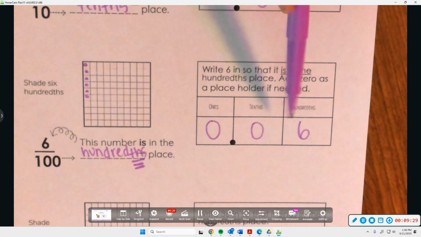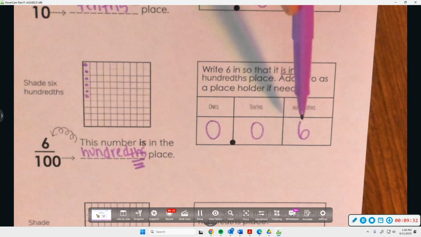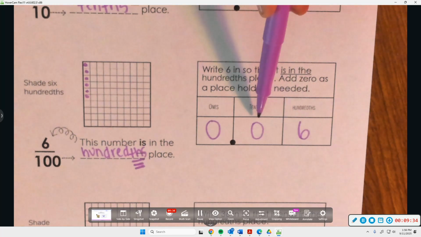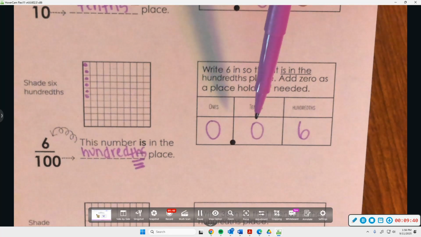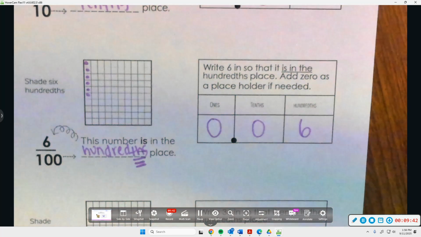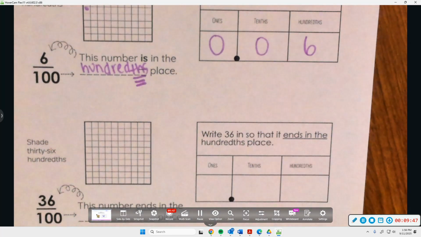This can be one of the trickiest things that I notice. Because if you had put this 6 over here, you just changed the whole value of your fraction. Okay? It's just like the top one. So you've got to make sure you're looking at, is it in the tenths or is it in the hundredths? All right? And the last one.